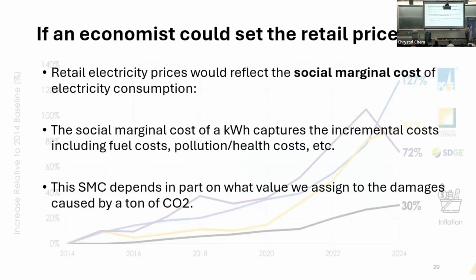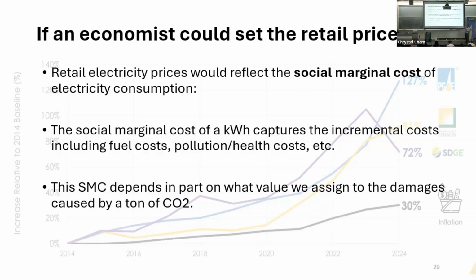So if economists could set these prices, and we can't, we've tried, but if we could, we would want to send you a price signal when you decide to do another load of laundry and consume another kilowatt hour that reflects the social marginal cost. So what the heck is that? That's jargon. It is, I consume another kilowatt hour. What's the value of the fuel, the air pollution, the climate damages, all those costs that I incur when I generate 1 kilowatt hour? What is that cost?